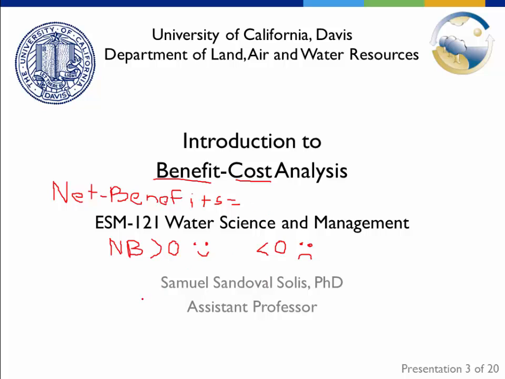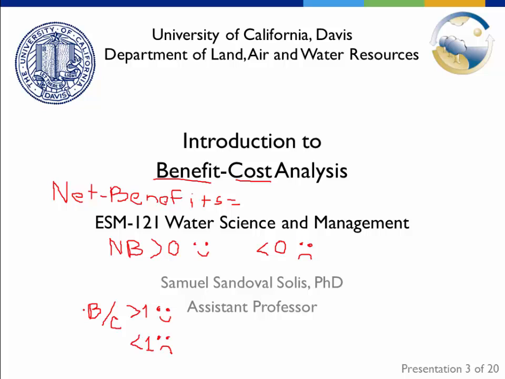Another way to estimate this is something called the benefit cost ratio. What that means is that you divide the benefits over the costs. Once you divide the benefits over the costs, if this ratio is greater than 1, then similarly, the project is economically feasible, meaning that the benefits outnumber the costs. Likewise, if this ratio is less than 1, then the project is not economically feasible, meaning that the costs outnumber the benefits. So this is what we're going to be talking about today.